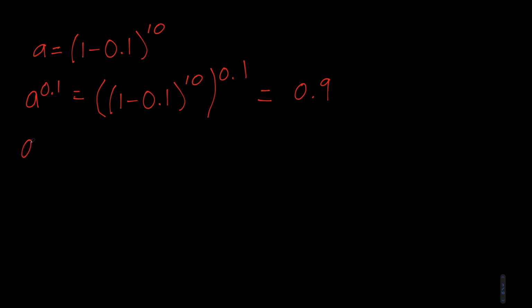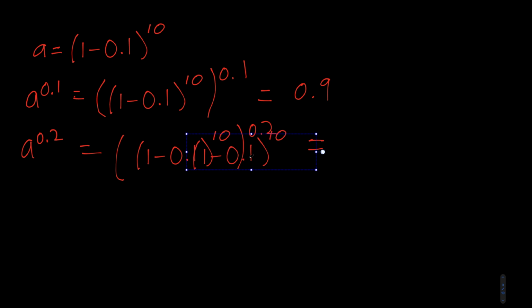And so similarly, if we keep on going, we go a to the 0.2. And then we, again, have this original one, and we raise that to 0.02. And we multiply this out. That's the same thing as raising this to the 2nd power. 10 times 20, 20 divided by 2 is 2, and 20 divided by 10 is 2. And so we raise this to the second power.